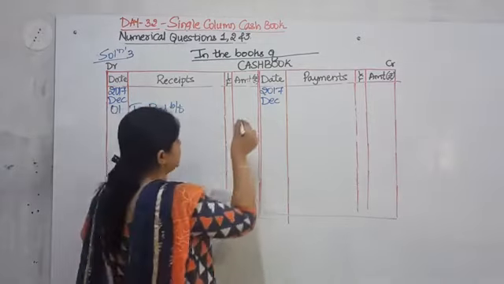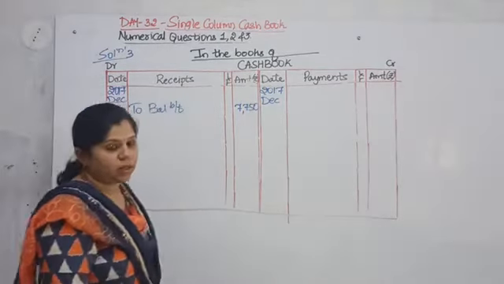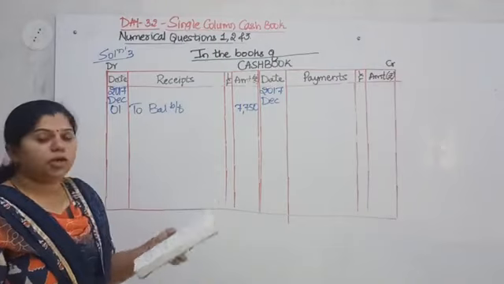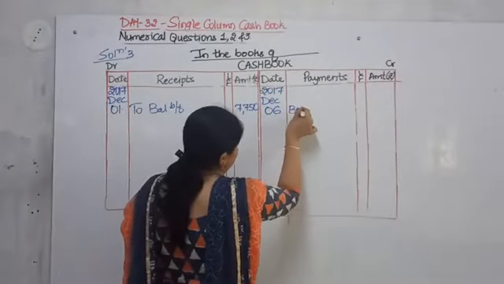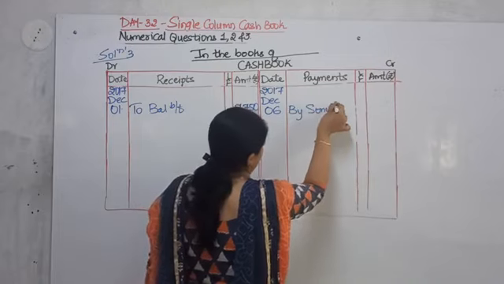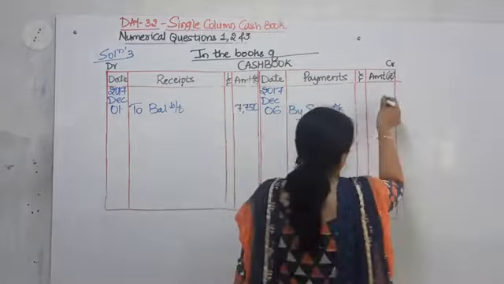And how much it is? It is 7,750. Correct? Next, paid to Sonu. Paid means it will come on the payment side. So write down by Sonu account. And how much it is? It is rupees 45.